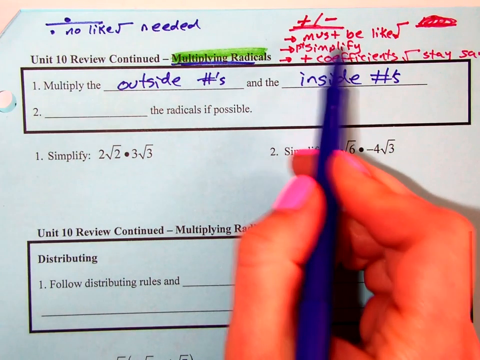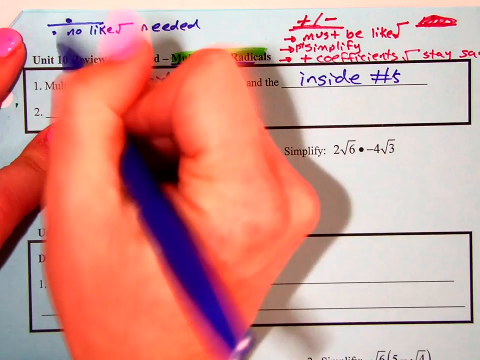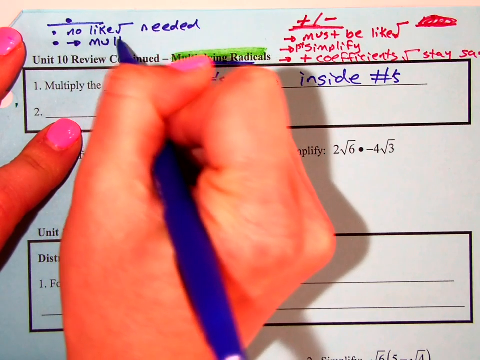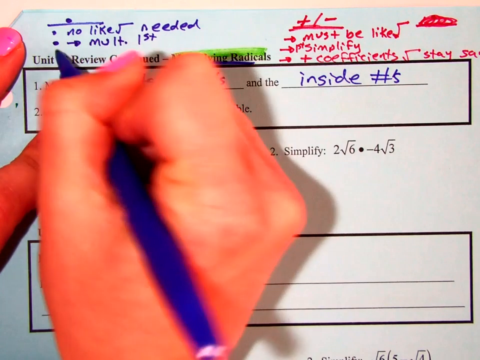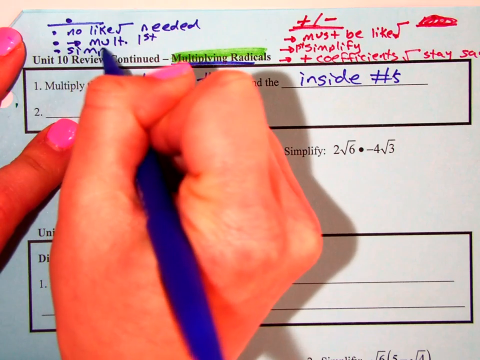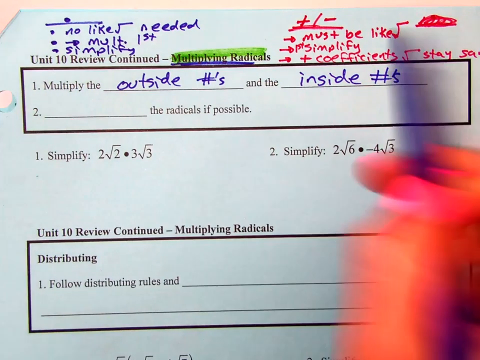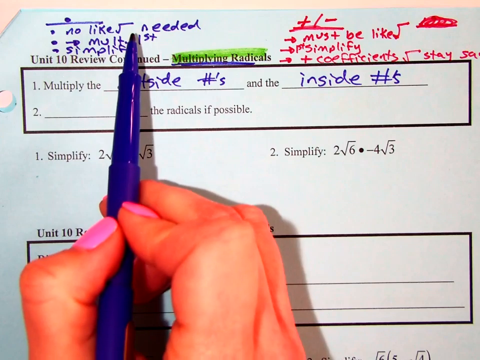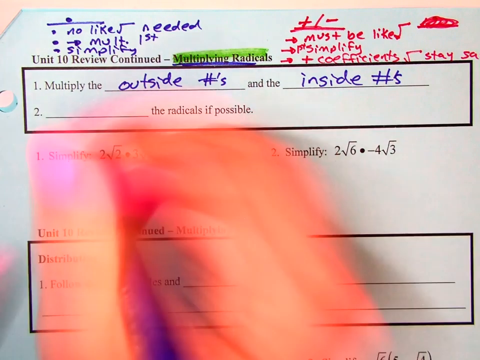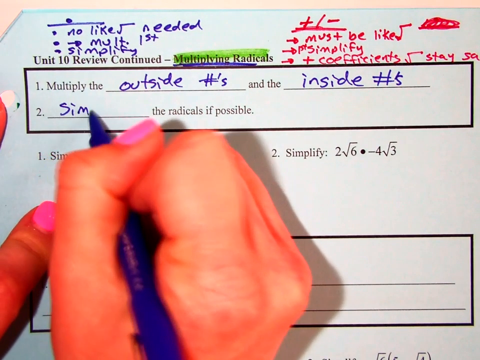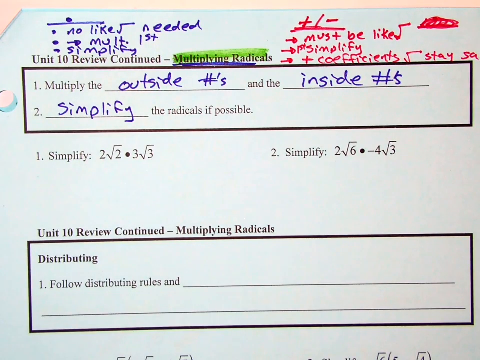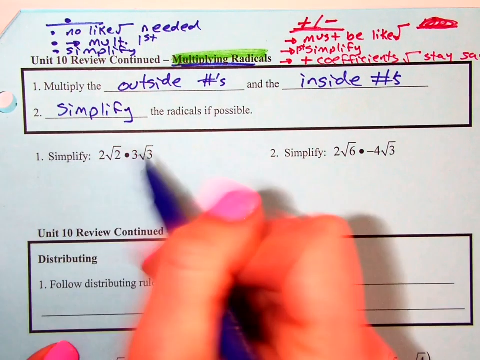So in adding and subtracting, we simplify first and then combine. But for multiplying, we simply multiply first, and then we simplify. So we reverse this, right? Adding and subtracting, they have to be alike, so we simplify and then combine. Multiplying, they don't need to be alike, so we multiply and then we simplify. So we're going to do one of these together, and then you're going to do one of them on your own.